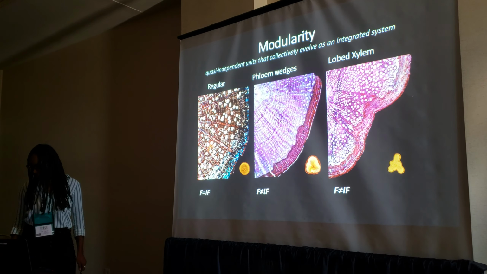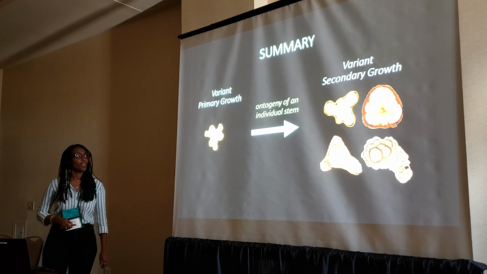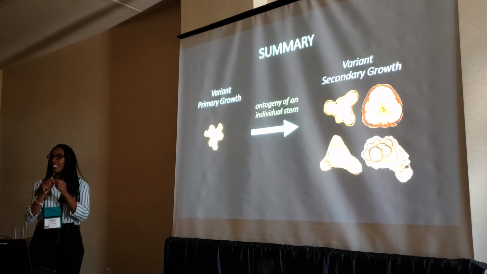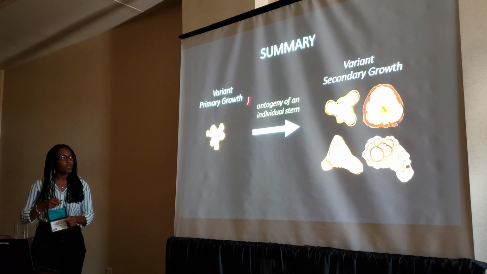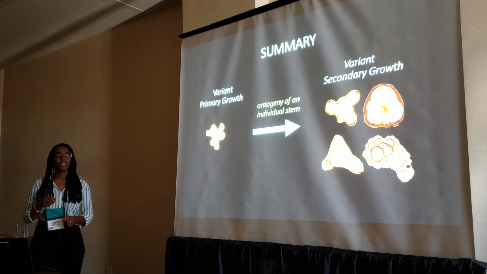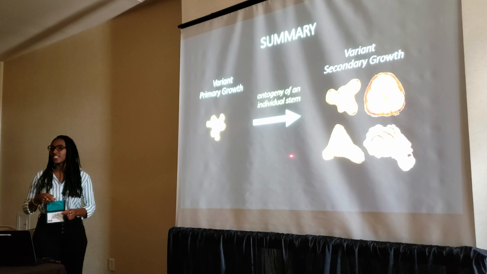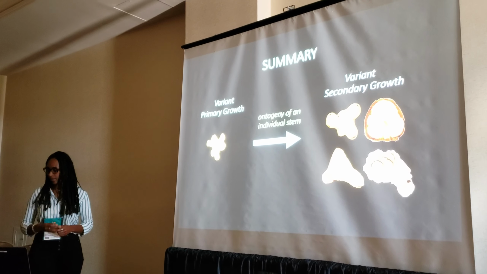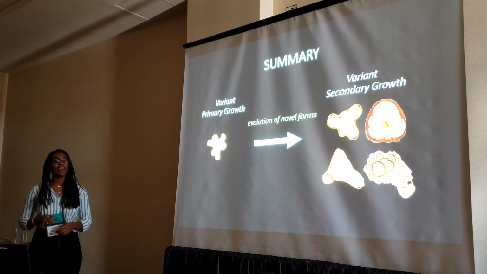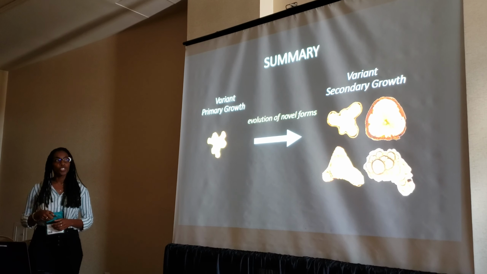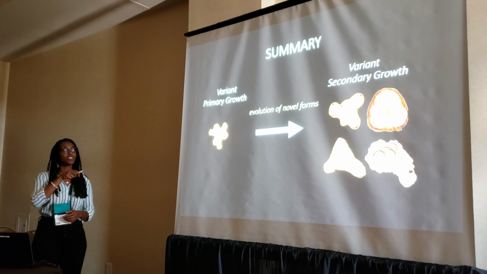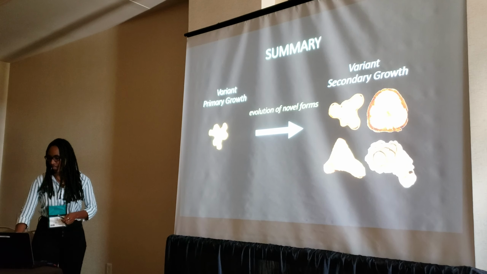So I have two conclusions for you that I want you to go home with. In the ontogeny of an individual stem, variant primary growth is the precursor step to all of the cambial variants in Paullinia and within the Sapindaceae. And from the evolutionary perspective, the evolution of these forms is also dependent on first evolving irregular growth.